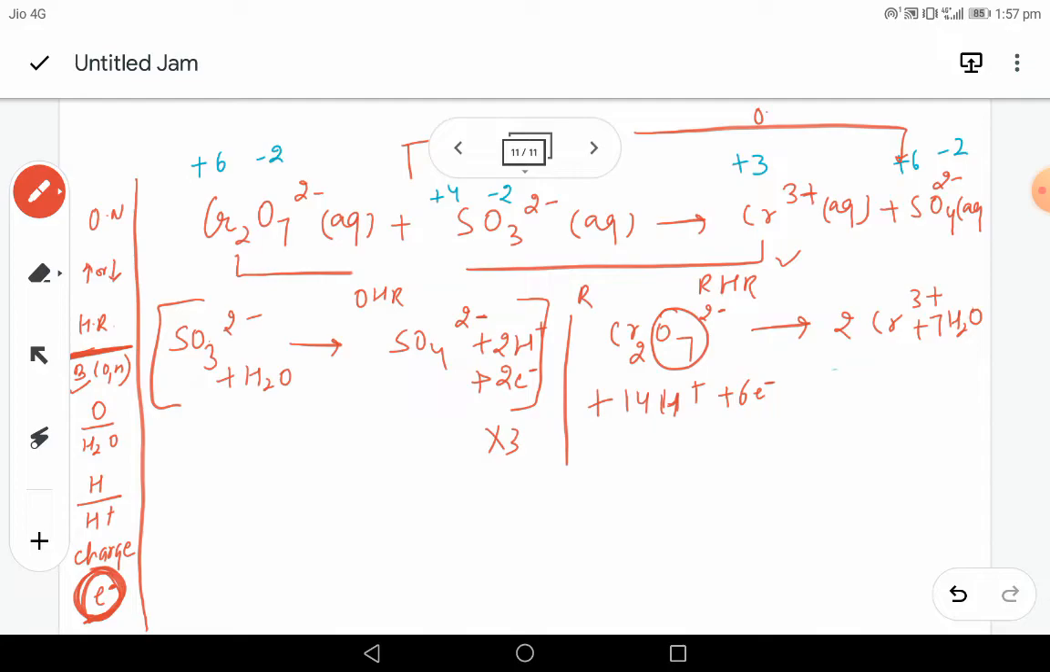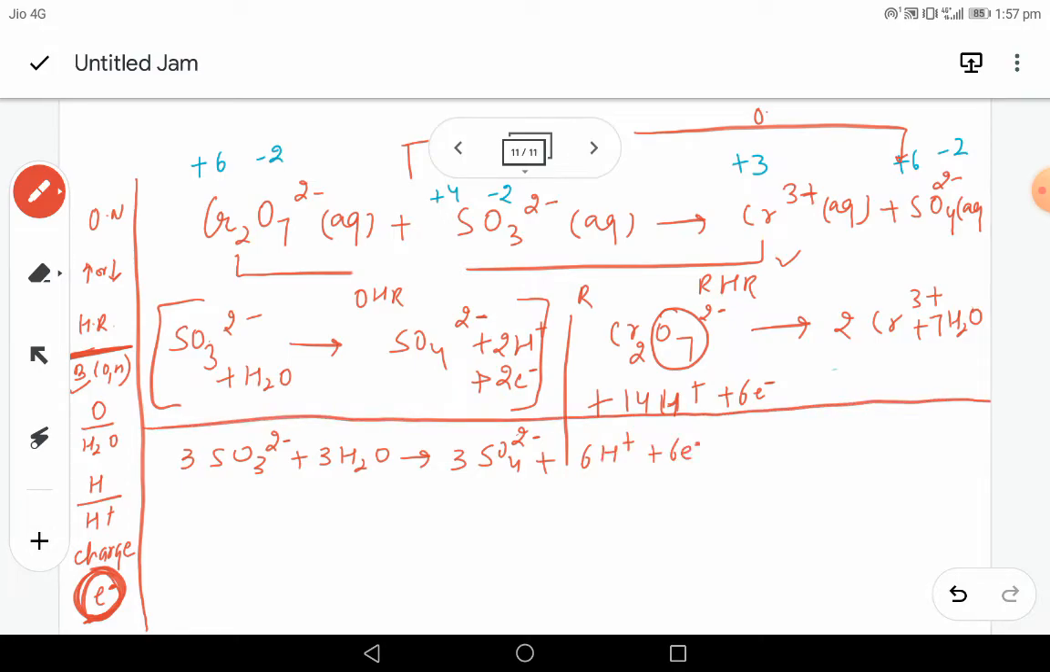So now we have to write the oxidation half reaction once again. It will be 3SO3 2 negative plus 3H2O. It will give 3SO4 2 negative plus 6H positive plus 6 electrons. I have written the oxidation half reaction. This is the oxidation half reaction.